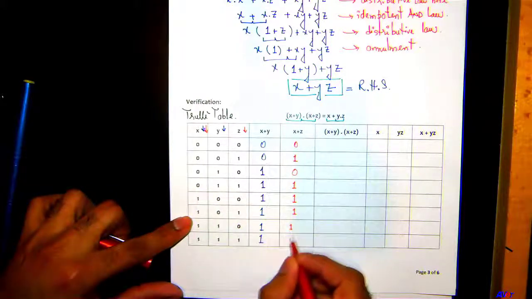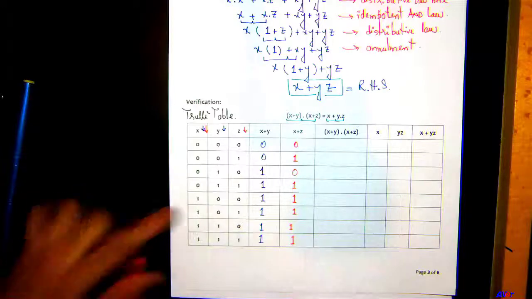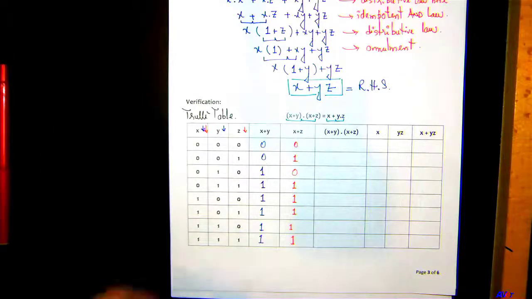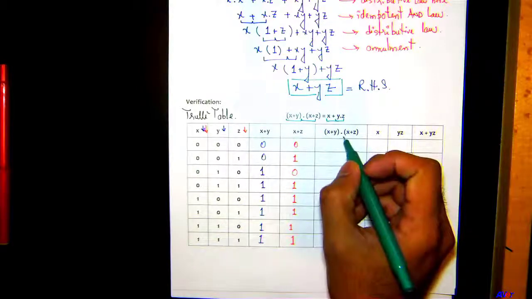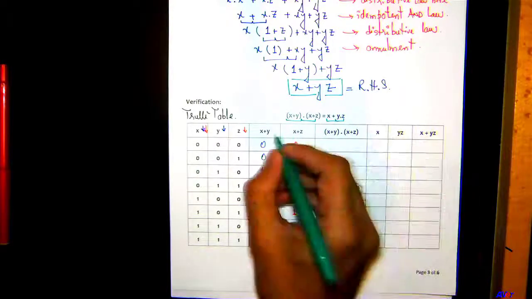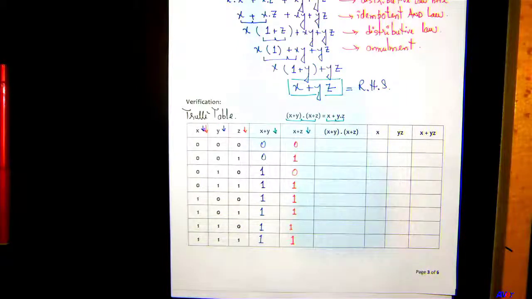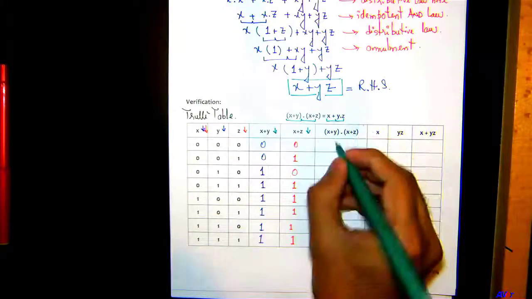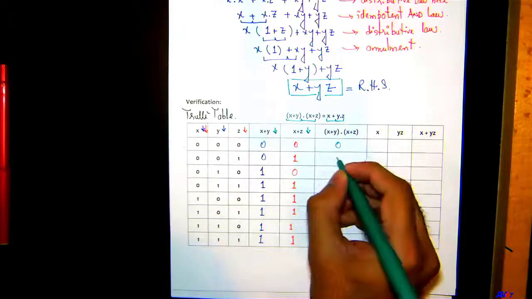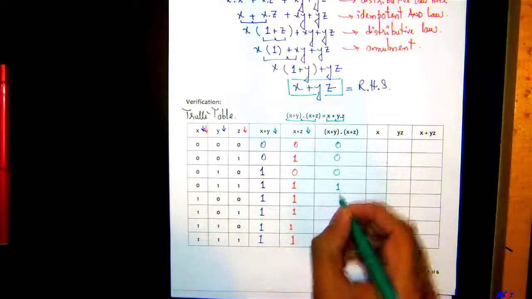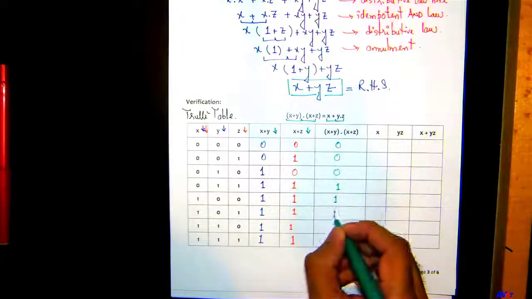And these two are also 1. Okay. All right. Now moving on to x plus y ending with x plus z, meaning you are looking at these two columns. And this time you are going to apply AND logic. And AND logic is when both the inputs are high, the output is going to be high. 0, 0 gives you 0. 0, 1 gets you 0. This is also 0. And for the rest of the combinations, it's going to be 1.